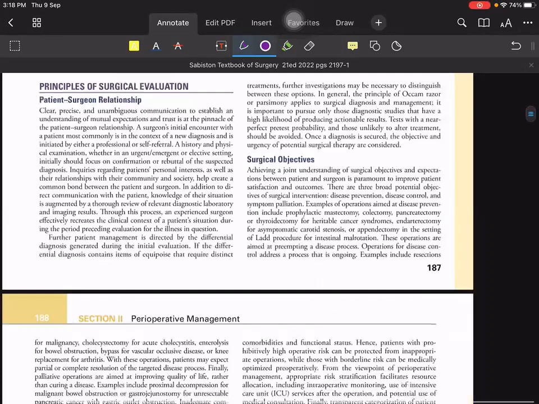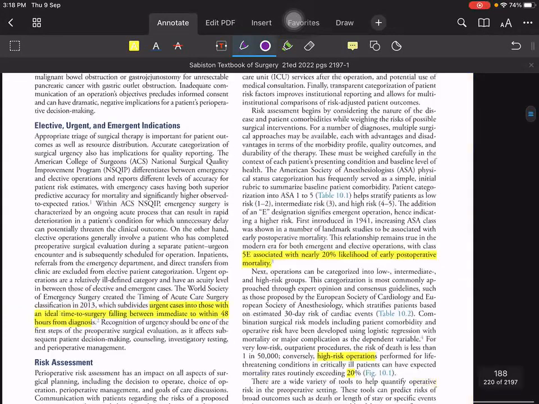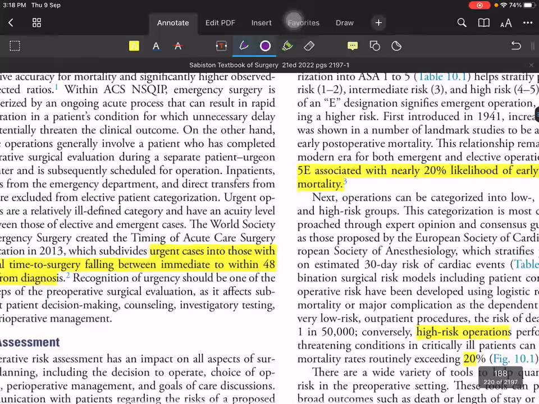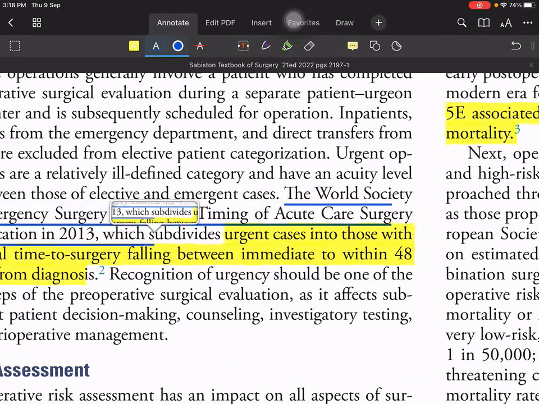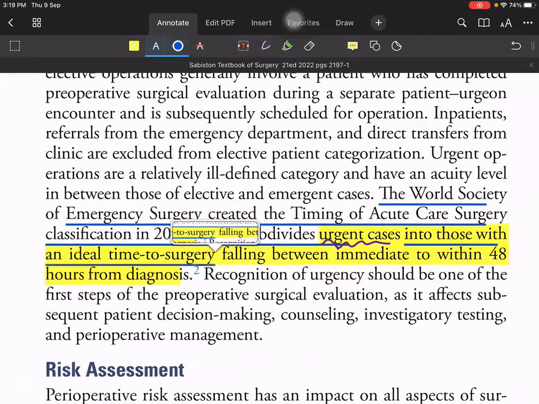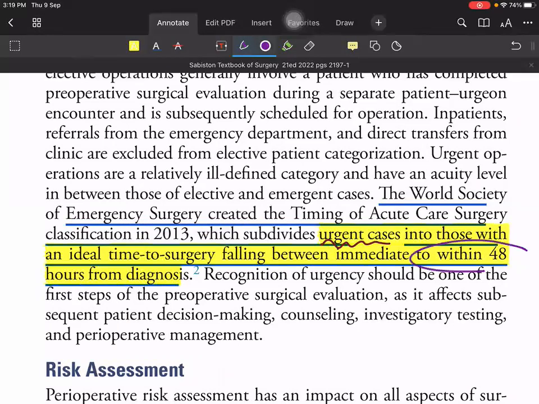Okay, so first we will come to this. They are telling one fact: the World Society of Emergency Surgery created the timing of acute care surgery in 2003. It subdivides urgent cases. So what do we mean by urgent cases? Urgent cases are those with an ideal time to surgery falling between immediate and within 48 hours from the diagnosis. Okay, so within 48 hours from the diagnosis is called urgent cases.